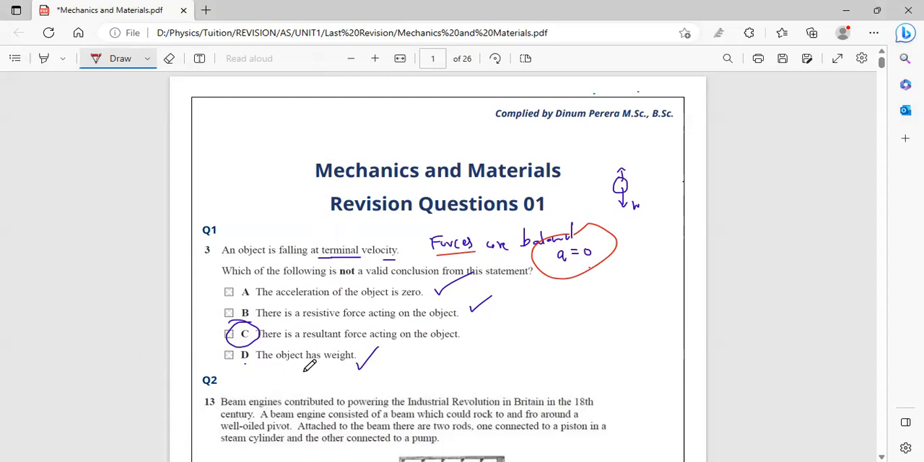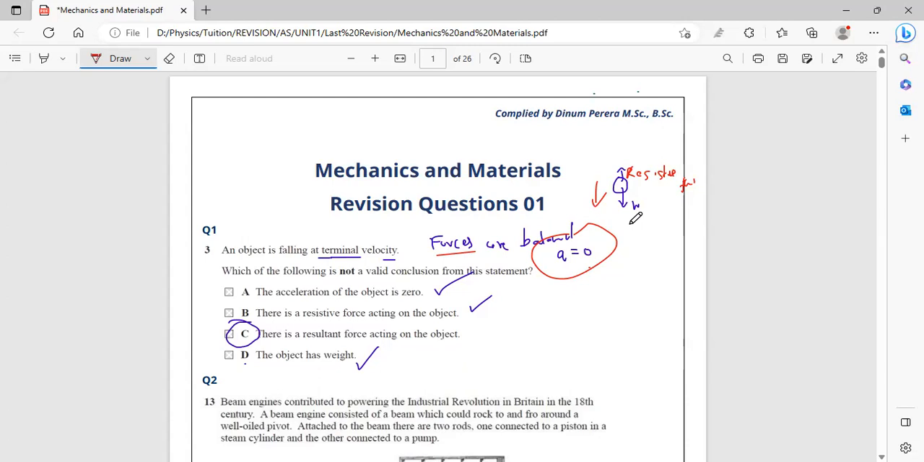Actually, it's C. Right? If you go through the other three, it says the acceleration of the object is 0. That's correct. There's a resistive force acting on the object. Of course, yes. There must be a resistive force to balance the weight. Otherwise, the object won't reach the terminal velocity. Resistive force acts upwards, weight acts downwards. So they balance each other so that resultant force becomes 0, acceleration becomes 0.